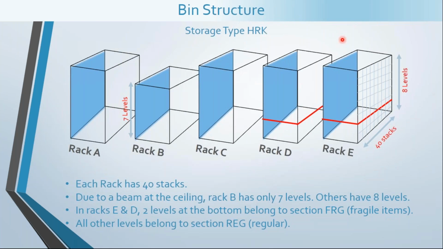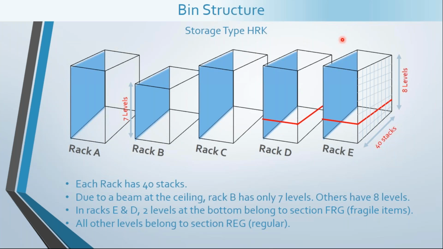Now let's complicate the situation a little bit. We again are talking about 5 racks, but then we have an exception. We have a constructional element: a beam at the ceiling, which leaves rack B with only 7 levels. So we do not have 8 levels in rack B, we have only 7. On top of that, there is another requirement: in racks D and E, the lowermost 2 levels belong to storage section FRG, which is meant for fragile items, and all other higher levels belong to storage section REG, meant for the regular items.